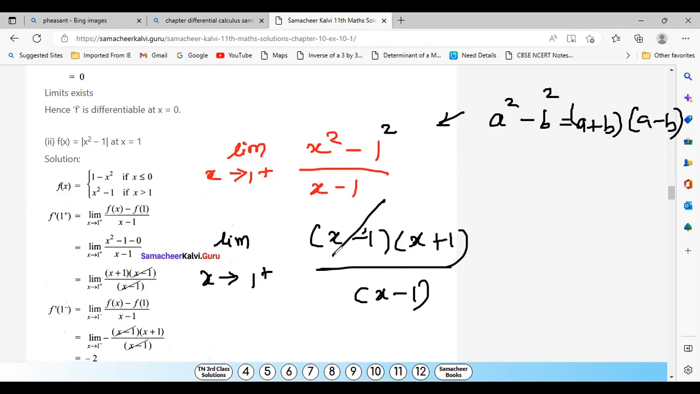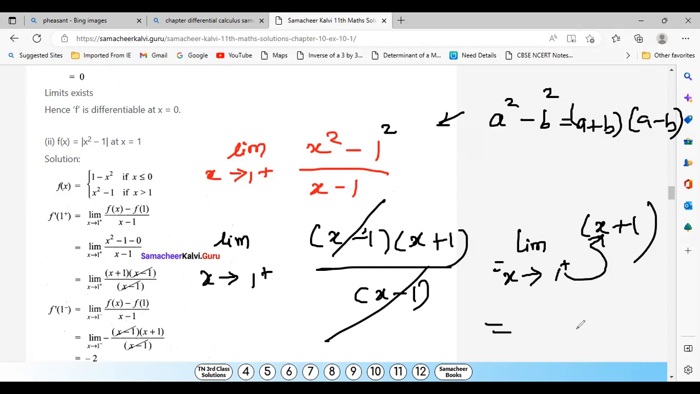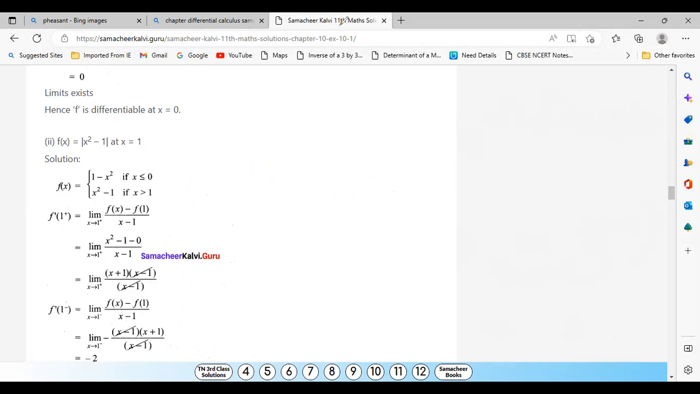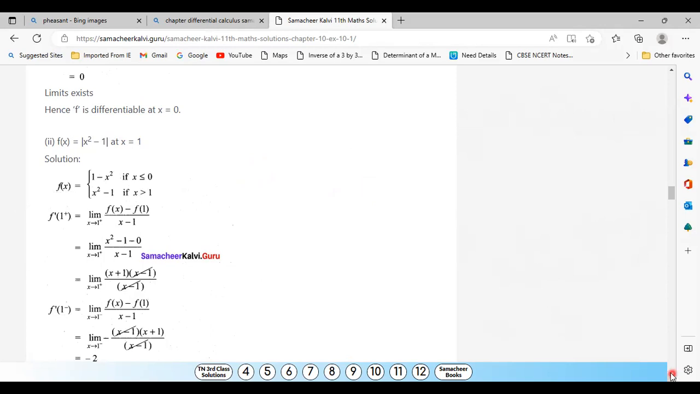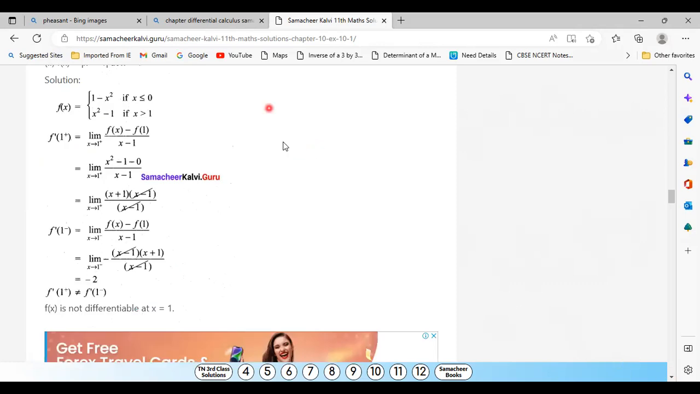Okay, so the numerator x minus 1 and the denominator x minus 1 will cancel out each other, and you would be only left with limit x approaches 1 plus, x plus 1. So now you can substitute the value of x here, which is 1 plus 1. So that would give you the answer as 2. Is it clear? Yes, ma'am. So the answer for the right hand side is 2. Please note it down. They didn't mention it here. Okay, ma'am.